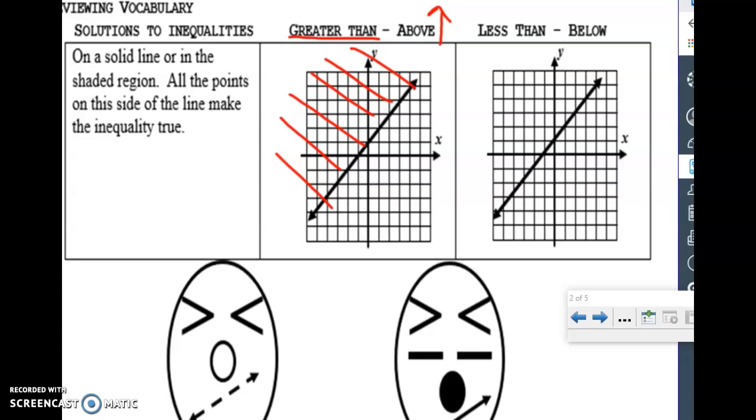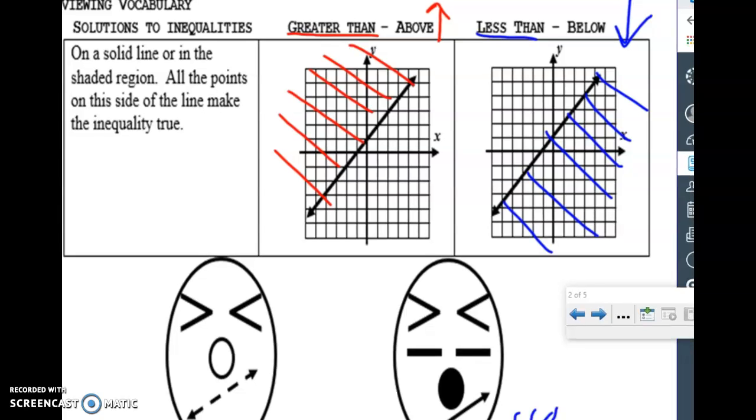Now, if you have the word less than, that means you're going to shade below the line, because the answers to that will be found below the line, so down here, okay? And again, just use common sense: less than, below, and all of this will work out for you. But it's very important that you do this because you're not always going to be told to do this in the directions.